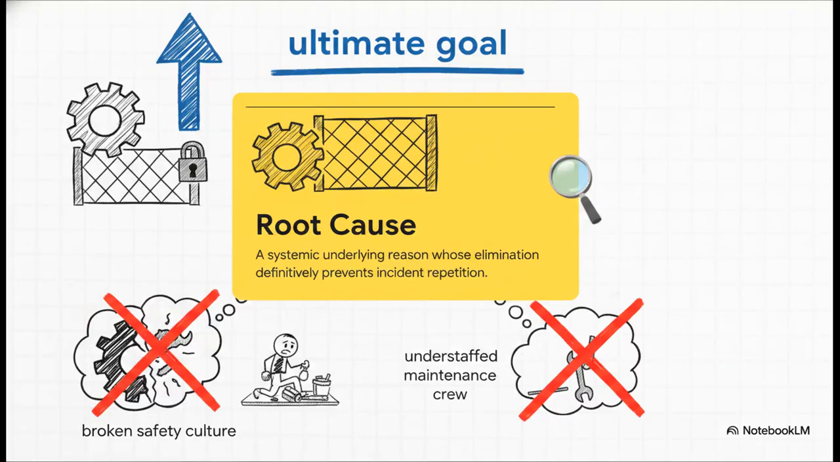And please notice the standard for success here. A root cause is a systemic underlying reason whose elimination definitively prevents an incident from repeating. That is the ultimate goal, folks. Firing careless Boris doesn't fix a broken safety culture, and it doesn't hire more maintenance staff. Only eliminating the true root cause protects your team for good.